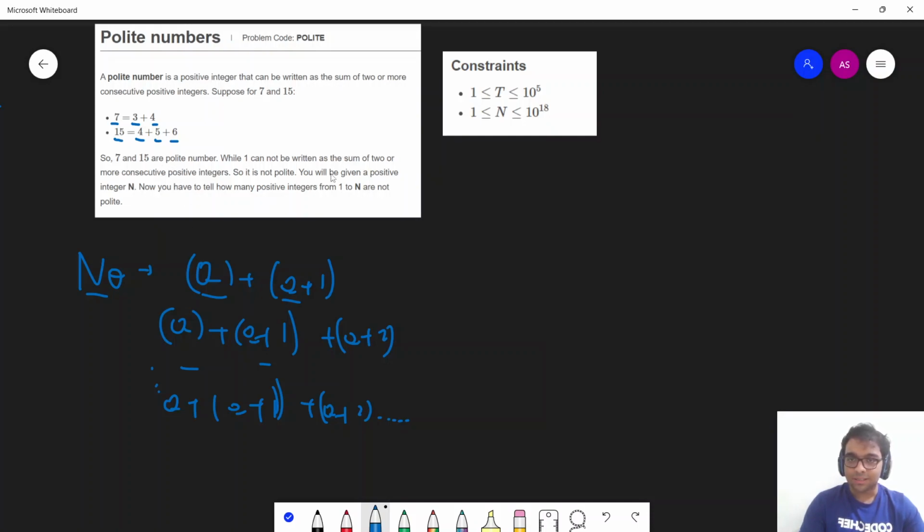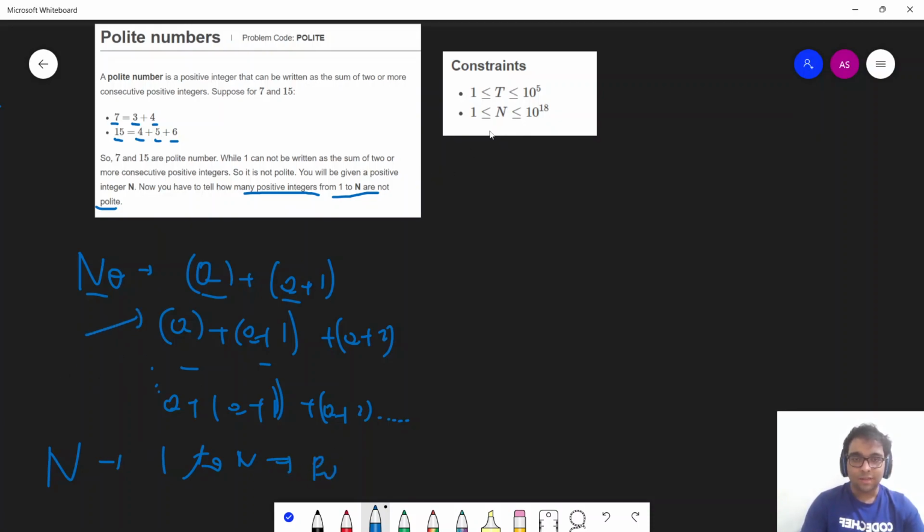In the question, we are given a positive integer n, and we are told to find how many positive integers from 1 to n are not polite. Basically, we have to find how many integers from 1 to n do not satisfy this particular condition.